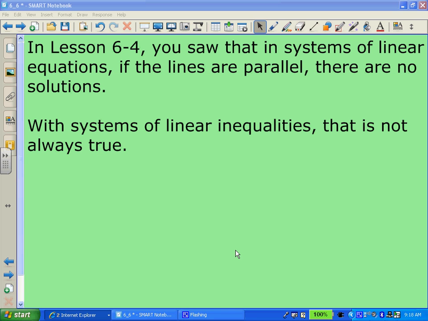In 6-4, when we were talking about linear equations, we ran into the situation where if we had two parallel lines, we would have no solutions to that system of equations. Now, when we're talking about inequalities, that isn't necessarily true. Sometimes you can have parallel lines and still have solutions that will work. I'm going to run you through the three different scenarios that we run into when we have parallel lines with inequalities, and then also take you through a story problem.